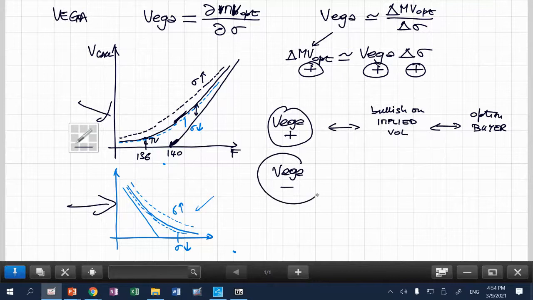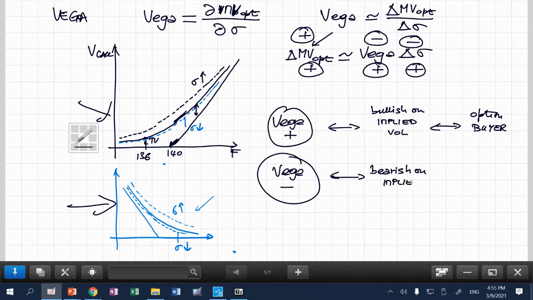Specularly, if you are Vega negative, it means that you have a minus here. In which case do you have a plus here? So in which case do you make money? Only if volatility decreases. So being Vega negative is equivalent to being bearish on implied volatility, and is the position which is typical for the option seller. This is step number 1.